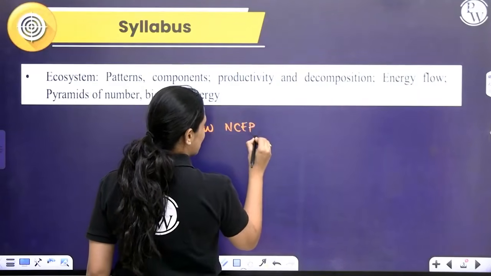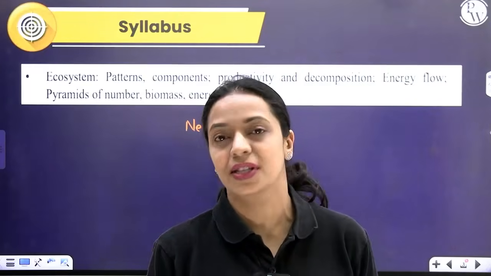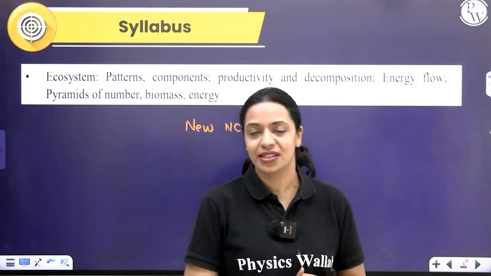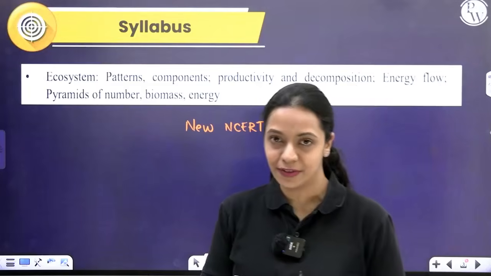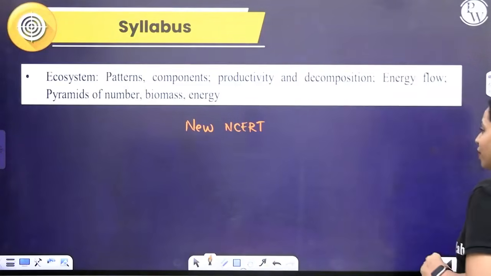Earlier, this chapter was lengthy. It had a lot of interesting concepts which are deleted after the syllabus got rationalized. For example, you had ecological succession, nutrient cycling and all of that, which is now deleted. It's deleted for your CBSE board exams as well as for NEET 2025. So it's ideal if you can refer the new NCERT textbook for this chapter.